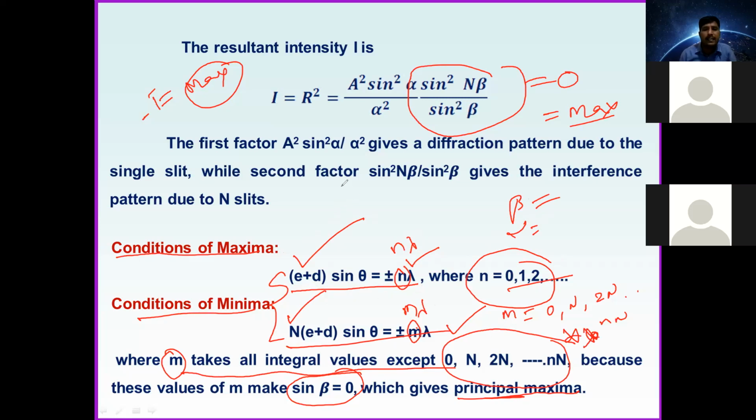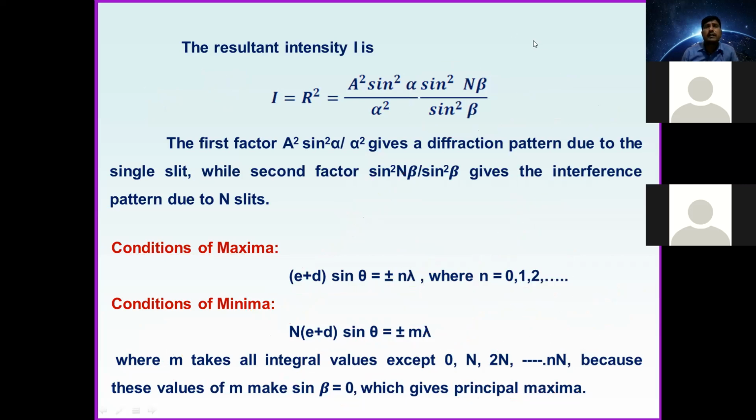In case of a grating, what are the conditions for maximum and minimum intensity? (e + d) sin θ equals plus or minus n λ, and N into (e + d) sin θ equals plus or minus m λ, where n is equal to this, m is equal to this. Is it clear? Is it clear? Use your chat box, I told you, right?